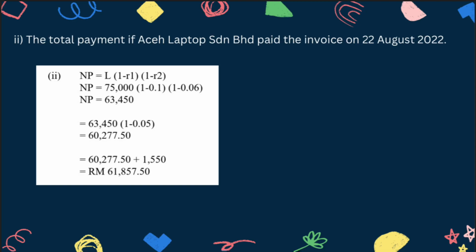60,277.50. After that, we need to add 60,277.50 with the transportation cost, which is 1,550, to get the total payment that has been paid by Aceh Laptop. So the answer is 61,827.50.